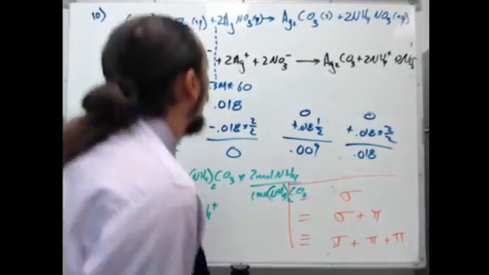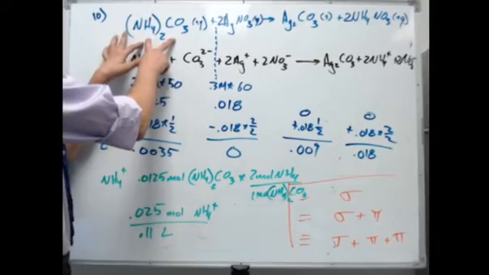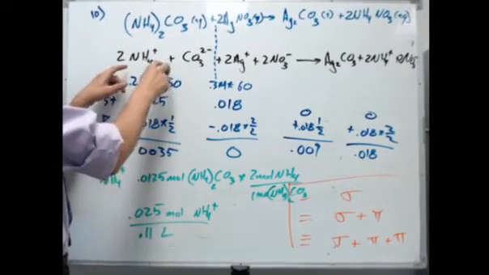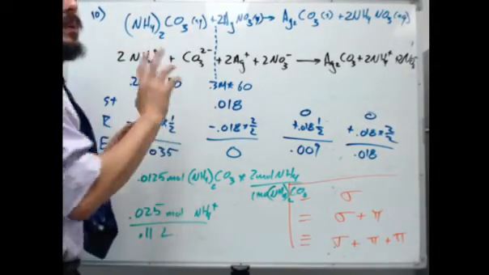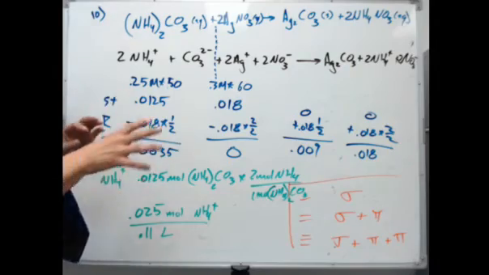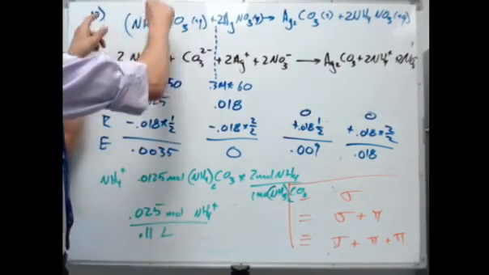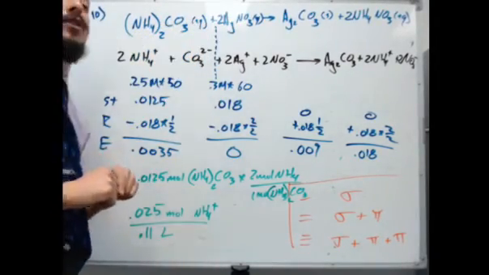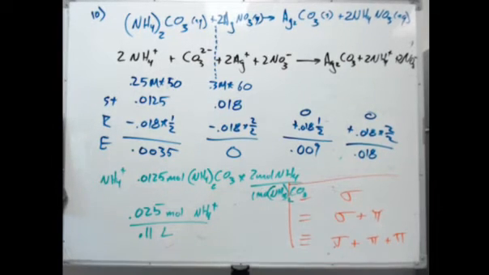Don't let the mole ratio of the molecule with your starting material confuse you with the mole ratio of the reaction. Those are two different things: the molecular ratio versus the chemical reaction mole ratio. I'm just trying to understand how the 0.0035 times 2 is 0.07. Right, and then you add that to 0.018, and that should give you 0.025.